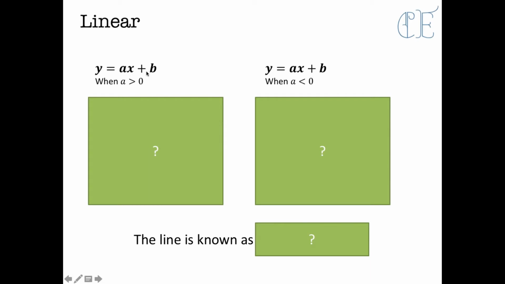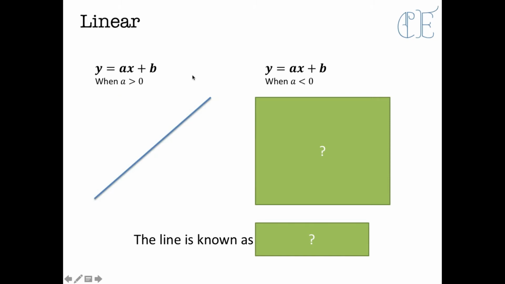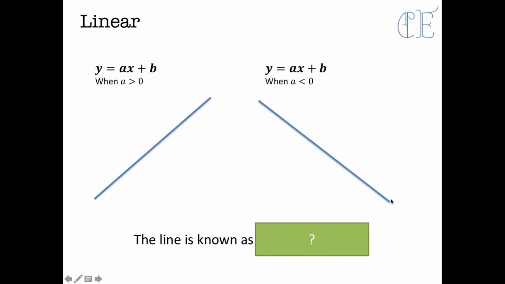This is a positive linear equation where the number in front of x is more than 0 and it gives you a straight line going up in that direction. This one is still a linear graph, but the number in front of x is less than 0, which means your graph will go downwards like this. And this is obviously known as a straight line graph.